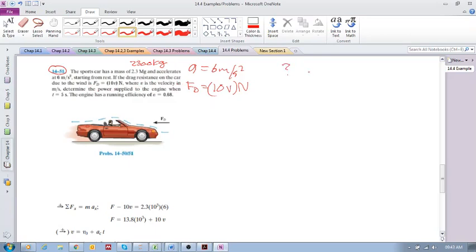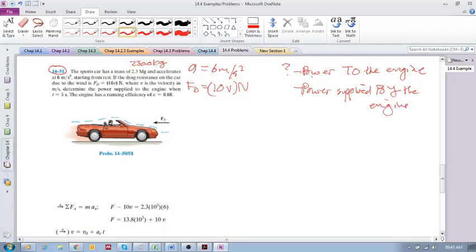Now this is important: power to the engine. So not power supplied by the engine, but power to the engine. Power supplied by the engine is also very important. So these are two important things to understand.